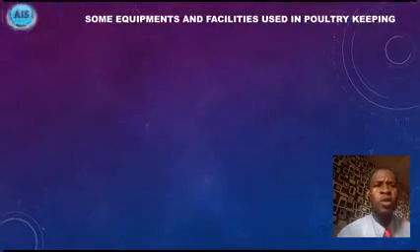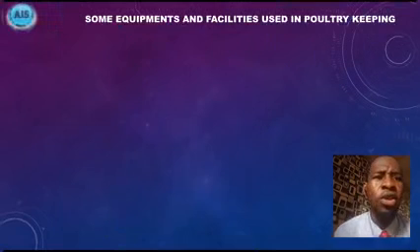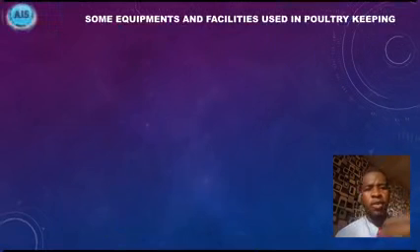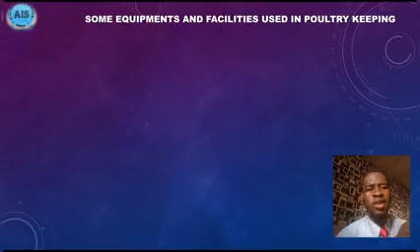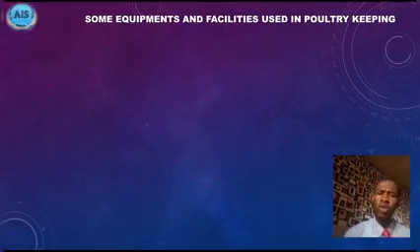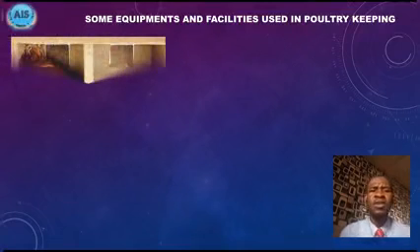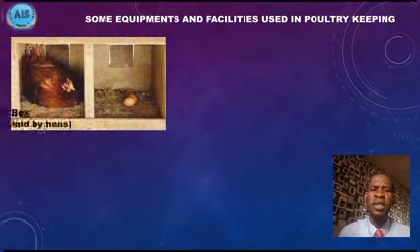Very good. So now, some equipment and facilities used in poultry keeping. What do I mean by that? Some of the things we use in the proper keeping of our poultry birds. Are you getting that now? One of them is a nesting box.